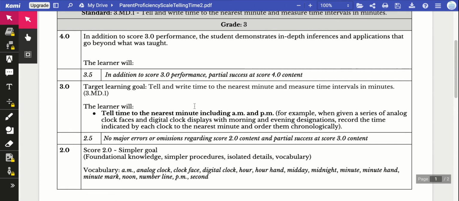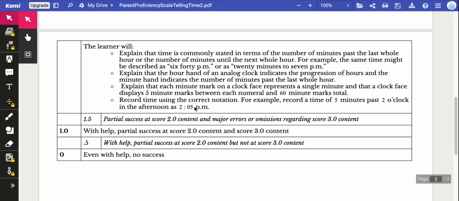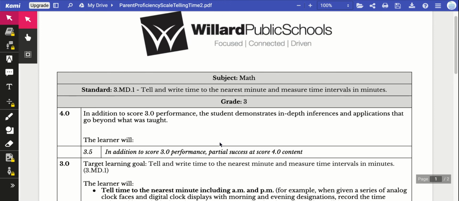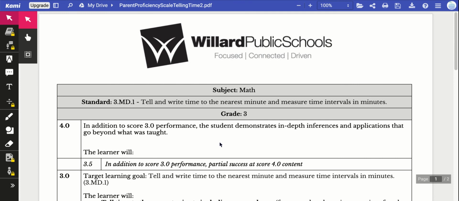So this is what a learning proficiency scale looks like. It's so important to have your learning target on here. That is spelled out. Most of the time, they are in I can statements. I can explain the time. That time is commonly stated, and so on. I can explain that the hour hand, and so on. I can explain, I can record, okay? Up here it might be that I can tell what these terms mean, and then they have to do it, right?